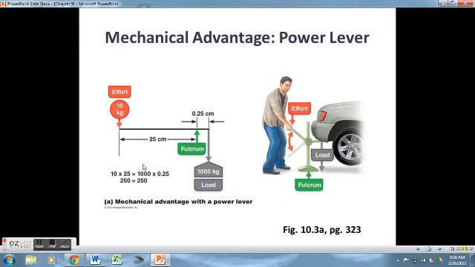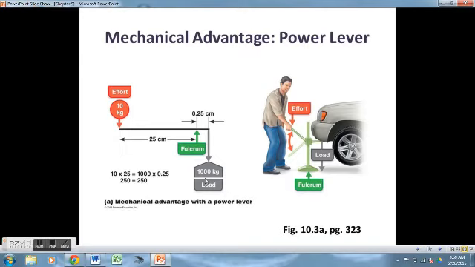Now, there's a couple of different kinds of levers in the body, and just in the world in general. The first one is what's called a power lever. Now, the difference between these different kinds of levers is how the three parts of the lever are oriented. Remember, there's effort, there's the fulcrum, and there's the load. So a power lever, the fulcrum is really, really close to the load, and this lets you lift something really, really heavy with really minimal effort.